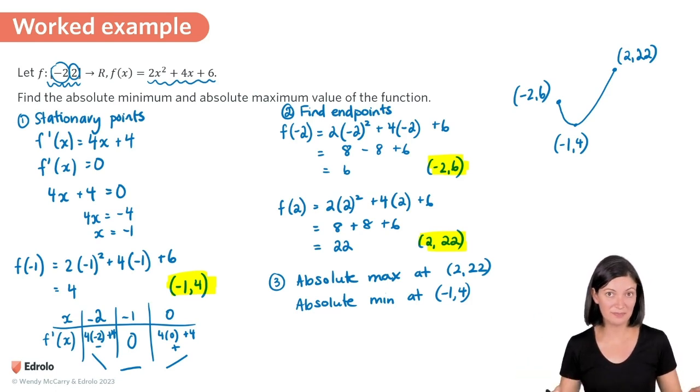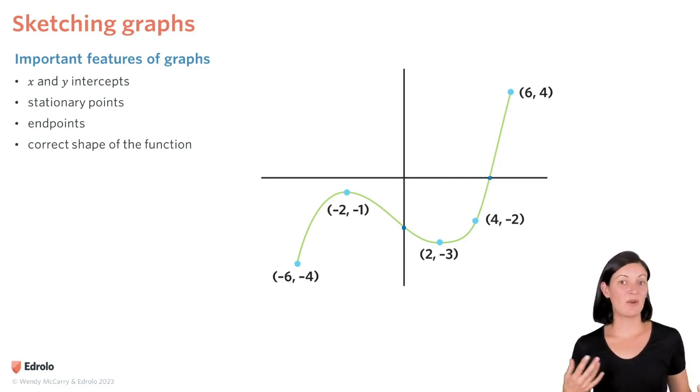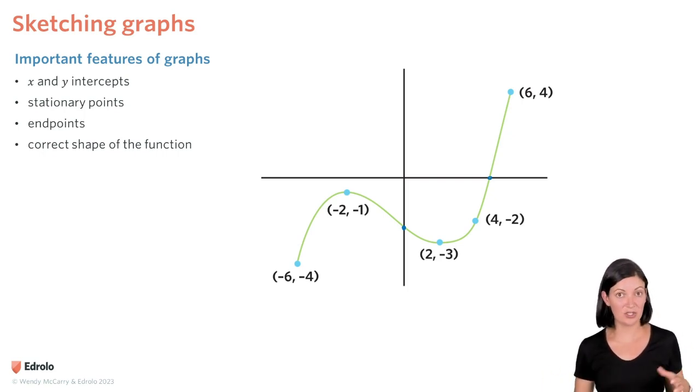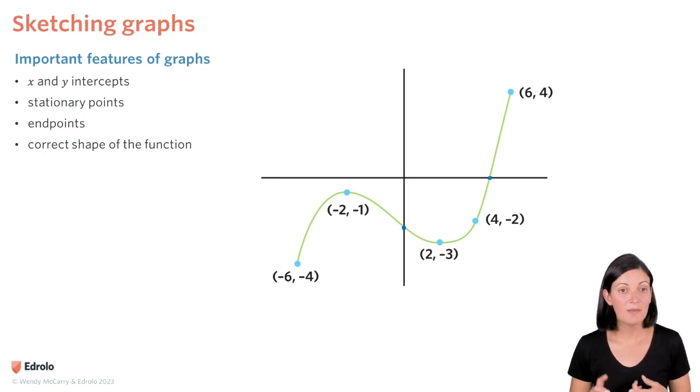So for the second half of this lesson, we're going to take everything that we've learned about key features of functions, and we're going to put them all together to sketch graphs. Now, if you have to sketch a graph on a tech-free paper, normally you'll be told which features or which key points you need to include on your sketch. So read the question very, very carefully. But typically what you'll want to be able to do is find the x and y intercepts of any graph, find the stationary points, find any endpoints, and then make sure you know the correct shape of your function.